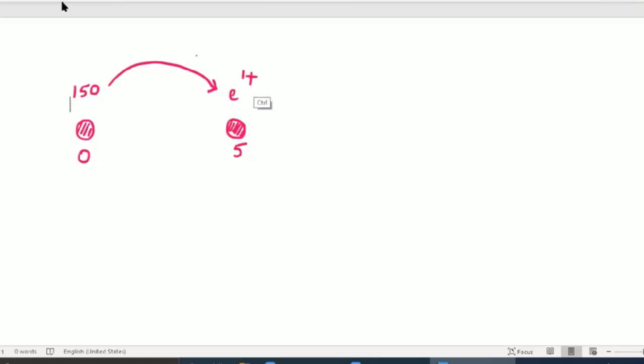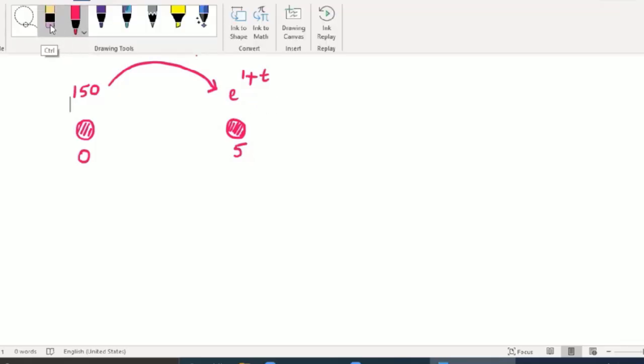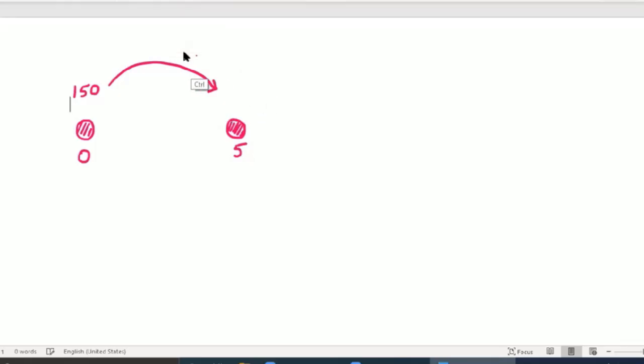1 plus t, 150, sir. 1 plus t. What is t here? Okay, no problem. I didn't ask about t. I just asked if you deposit how much it will grow.